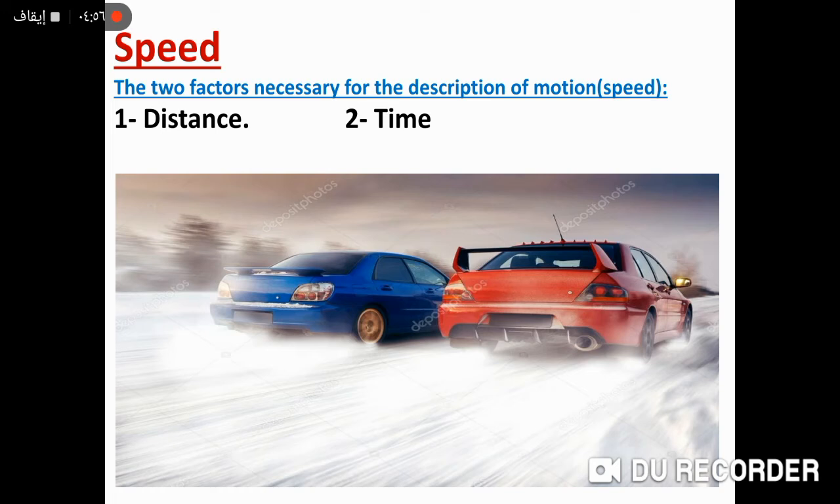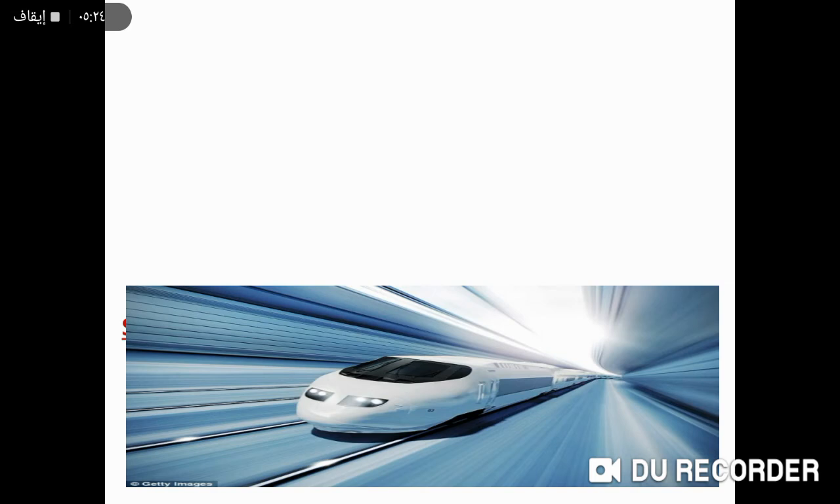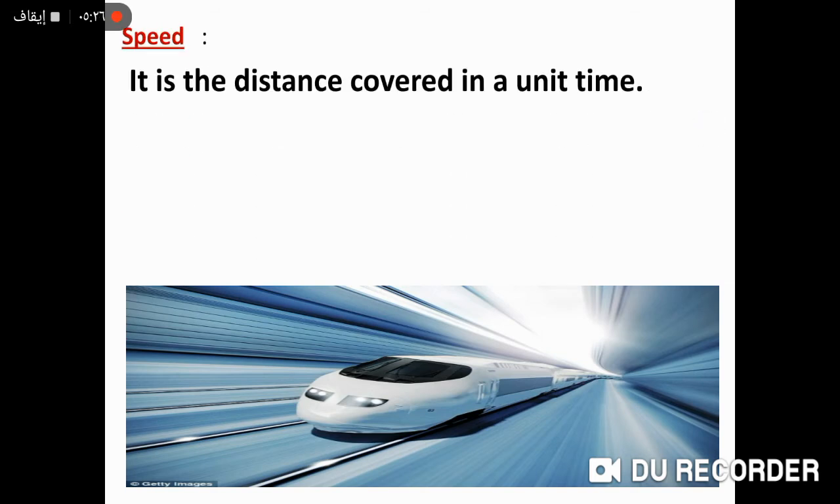So we have two factors that are necessary for the description of motion or speed, which are distance and time. Here is one question: the two factors that are necessary for the description of motion are called space and space. You will answer: distance and time. From these two factors, we can conclude a definition of speed.